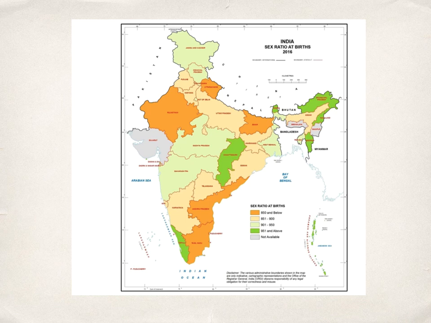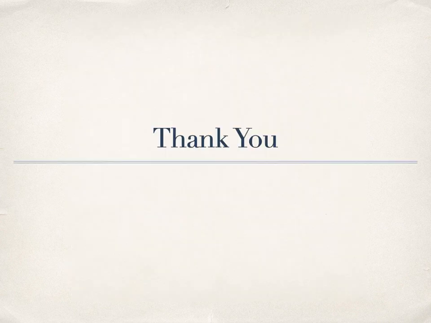Here is a graph of India where the sex ratio at birth is given. The green color represents 951 and above, and the color tone changes depending on the value. This map shows a gradient, and this is how the sex ratio of India was in 2006. Thank you.